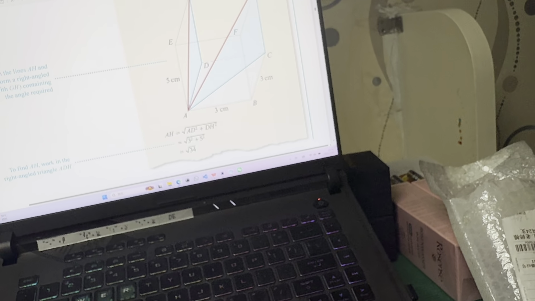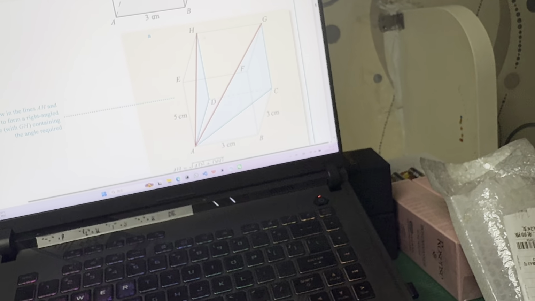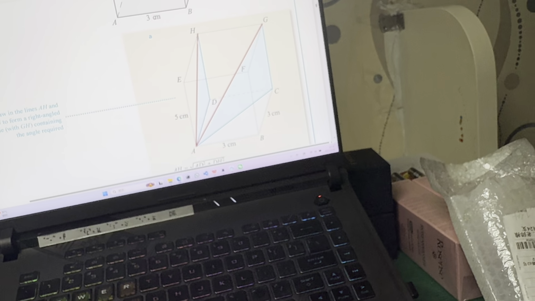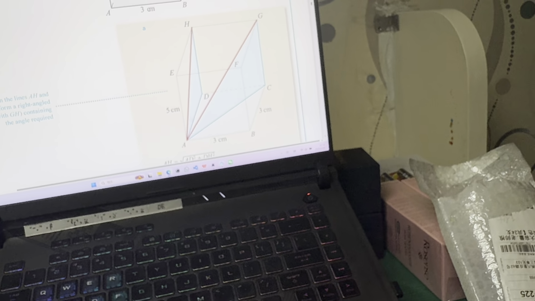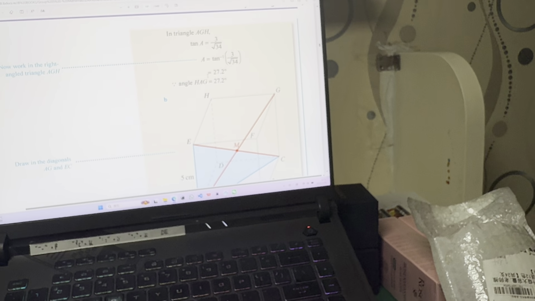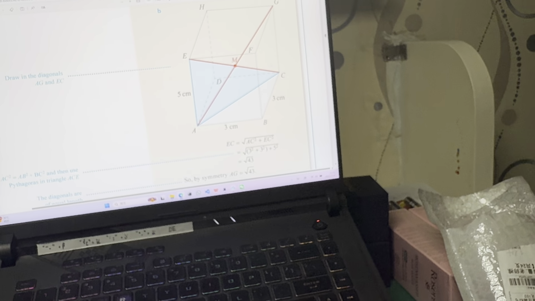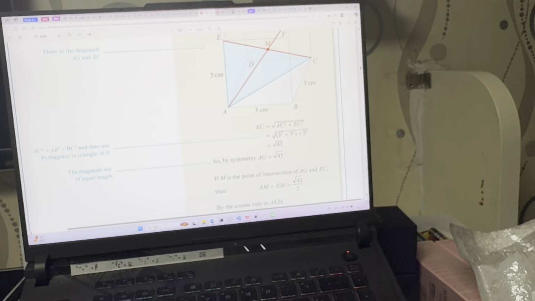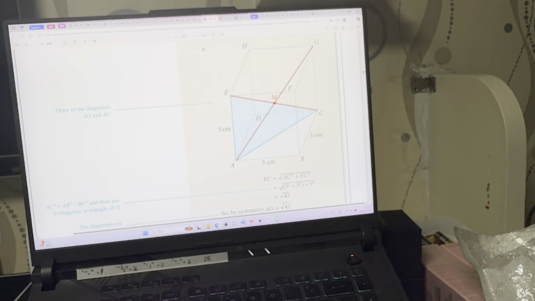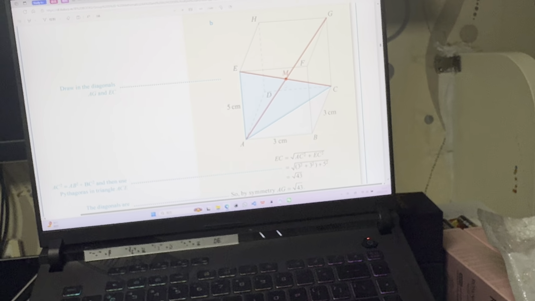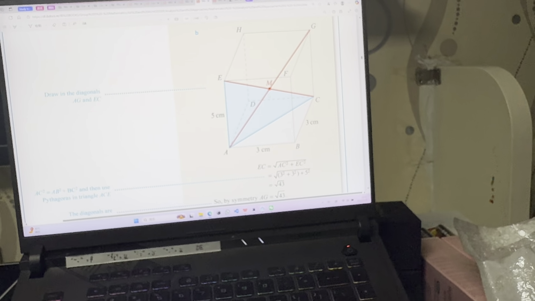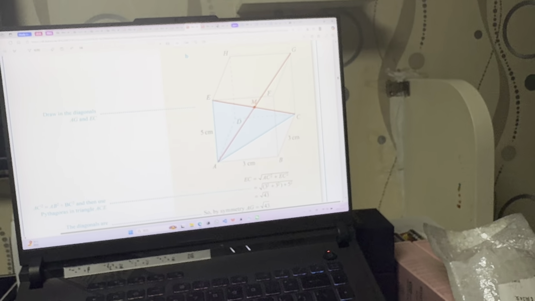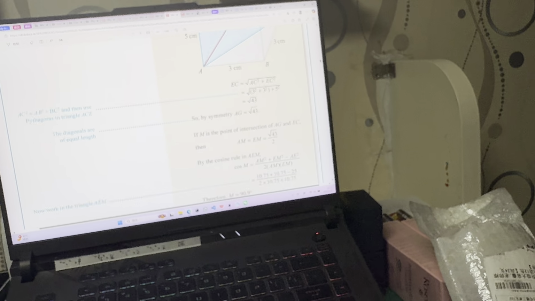If we want to calculate HAG, then we need HG over HA. So it will be 3 over square root of 34. Then it will be something like that. And for the other one, it's not really hard either, because we still use the definitions to calculate some angle, right? So no worries.